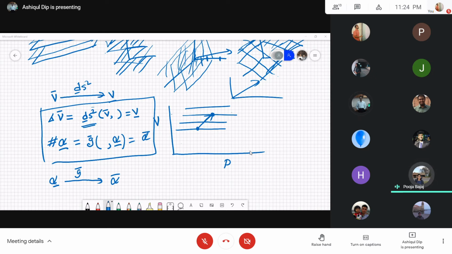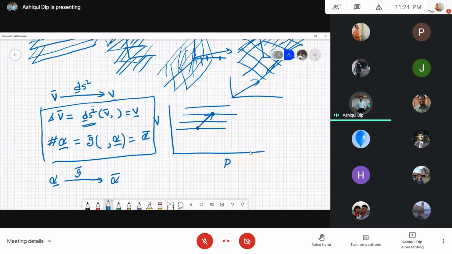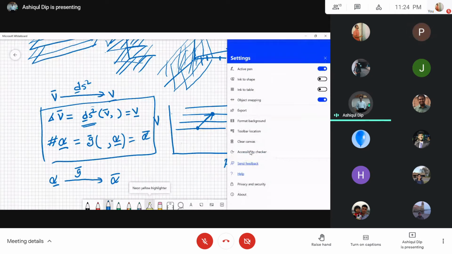So in this, we'll always be considering, along with the vector, the surfaces. Not surfaces, those are called one forms, or two vectors. One form. Okay, let's get started again. Can you hear me? Yes, I can hear you.